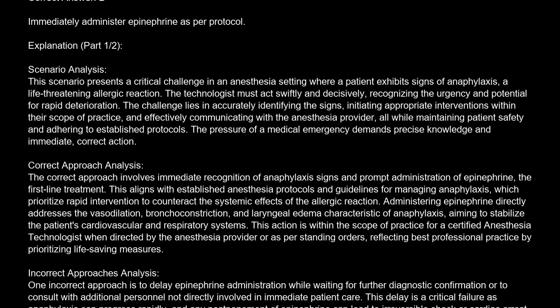This action is within the scope of practice for a certified anesthesia technologist when directed by the anesthesia provider or as per standing orders, reflecting best professional practice by prioritizing life-saving measures. Incorrect approaches analysis. One incorrect approach is to delay epinephrine administration while waiting for further diagnostic confirmation or to consult with additional personnel not directly involved in immediate patient care.